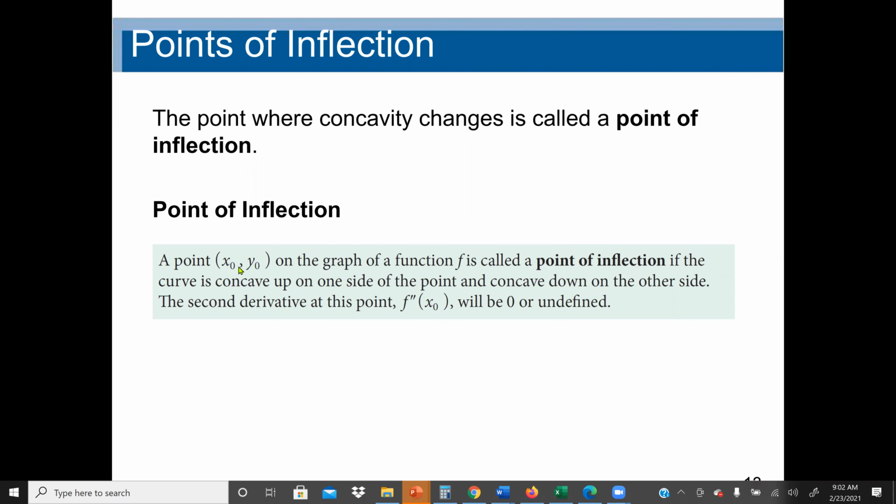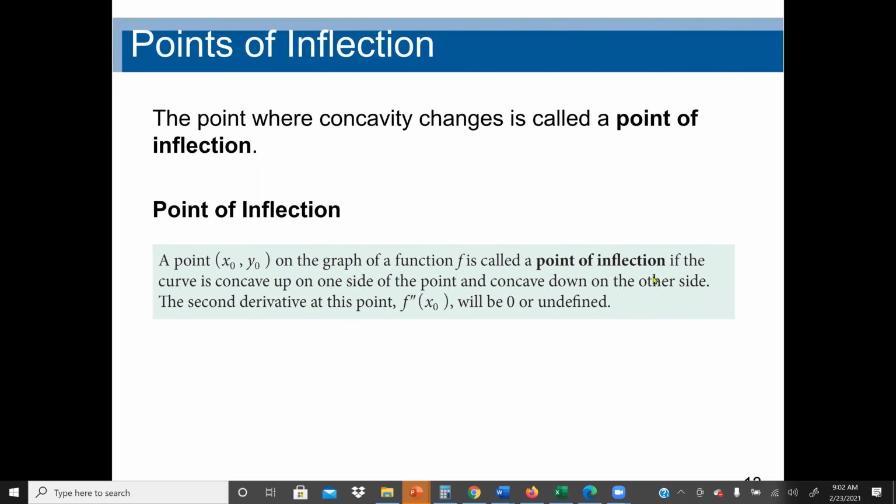A point x0, y0 on the graph of a function is called the point of inflection if the curve is concave up on one side of the point and concave down on the other side. So where we go down and change going up, between that point, we can see the left side is concave downward, the right side is concave upward.